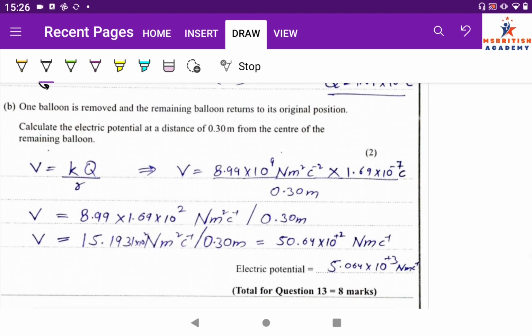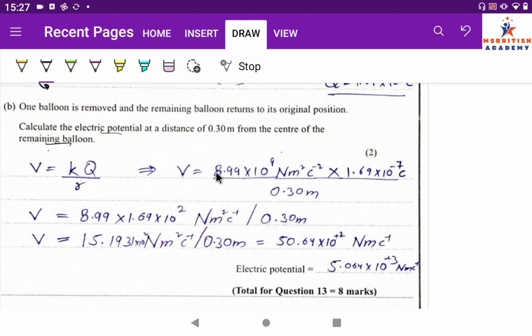Now part b: one balloon is removed and the remaining balloon returns to its original position. Calculate the electric potential at a distance of 0.3 meters from the center of the remaining balloon. As we know, the electric potential formula at some distance is V equals kq upon r.